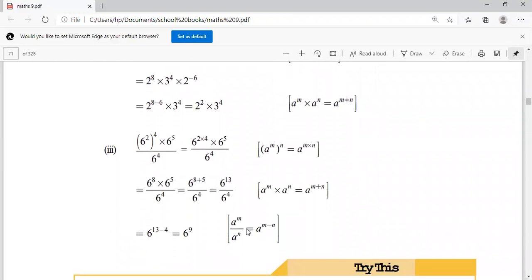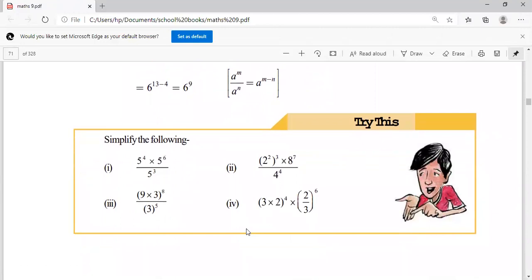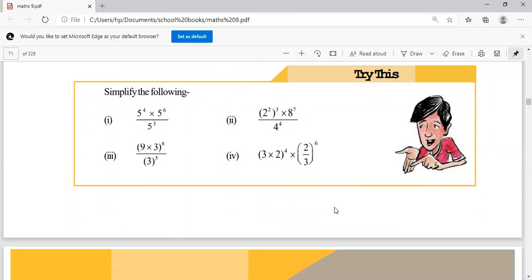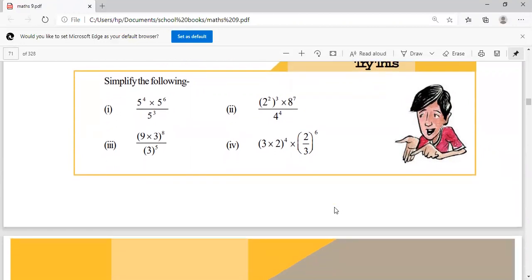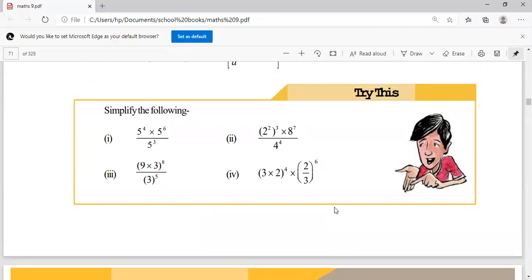In the same way, you can solve the other questions also. If you want more practice, you can try this simplification part. These questions which are given in your book, you can try also. If you want, you can write it down from here. You can pause the screen and write it down from here.